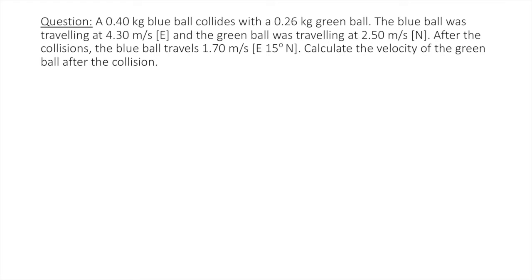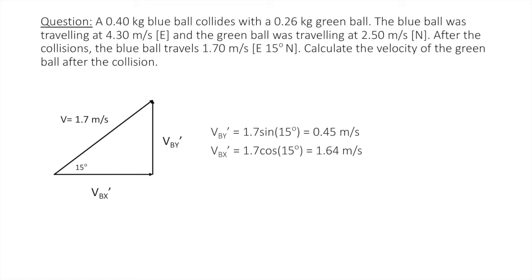After the collision, the blue ball travels at a velocity of 1.7 meters per second east 15 degrees north. The first step to solving this question is to break the velocity of the blue ball following the collision into its x and y components, as shown here. The y component will be equal to 1.7 sine 15, which is equal to 0.45 meters per second. The x component will be equal to 1.7 cos 15, which is equal to 1.64 meters per second.